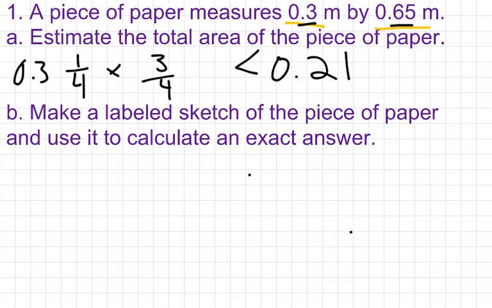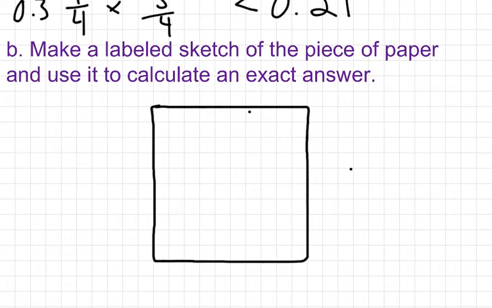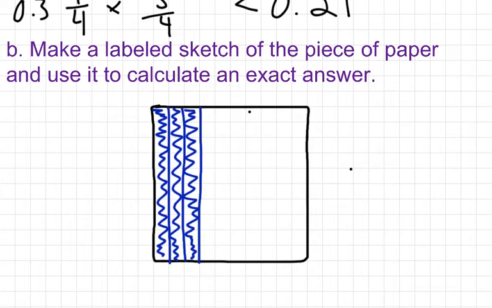Now we're going to look at our next set of directions. Make a labeled sketch of the piece of paper and use it to calculate an exact answer. Well, in this case, we've had different kinds of models, so we can kind of think about the best kind of model that works for you. So in previous lessons, we've used area models. So we have one whole, and then we would have 3/10, and I'll shade those in. And then we would multiply that by 65 hundredths.